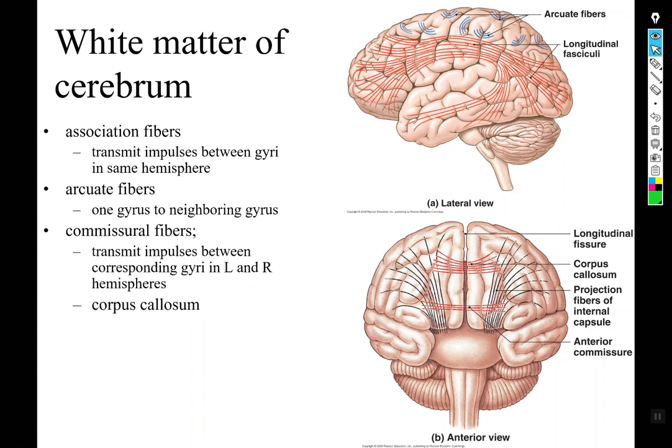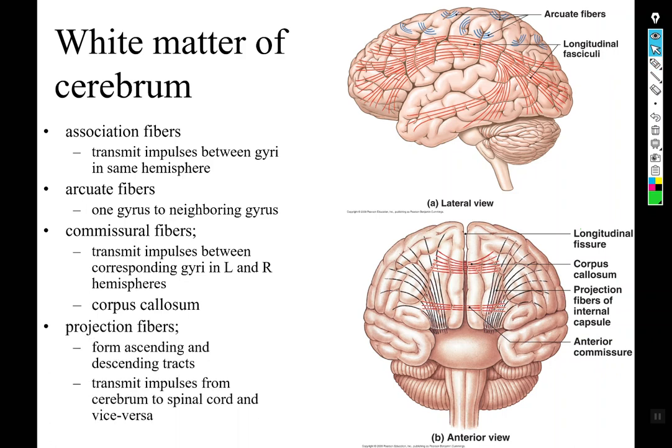There's also commissural fibers, and these are the fibers that form the commissures. So they transmit impulses between left and right hemispheres. So one example of a structure that's made out of commissural fibers is the corpus callosum. Another structure that's made out of commissural fibers is the anterior commissure. Not pictured here, of course, is the posterior commissure. Projection fibers form ascending and descending tracts, and those can be seen here. So these are going to contain tracts that have either afferent information or efferent information. So they're capable of transmitting impulses from and to the brain and spinal cord.